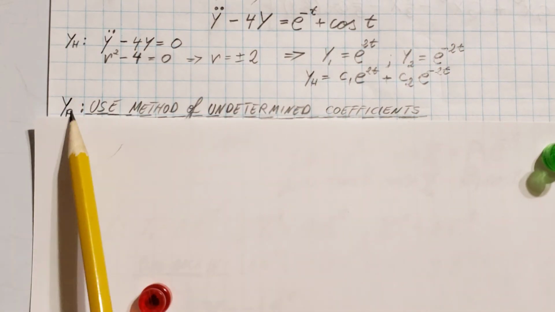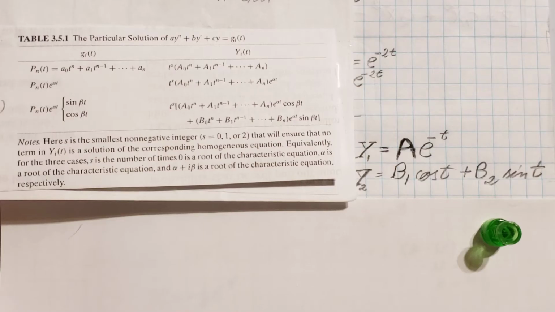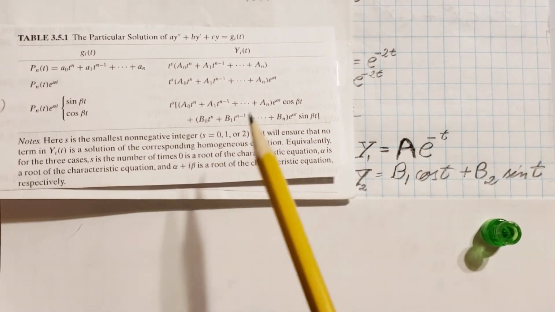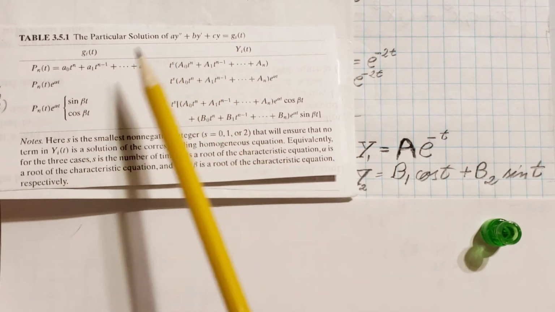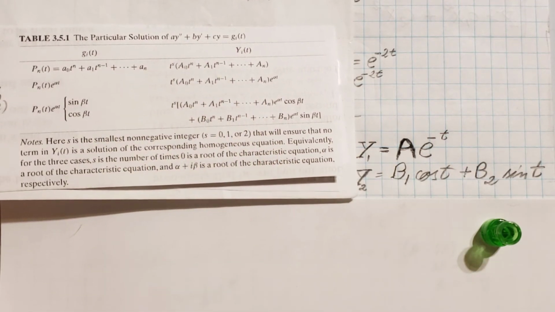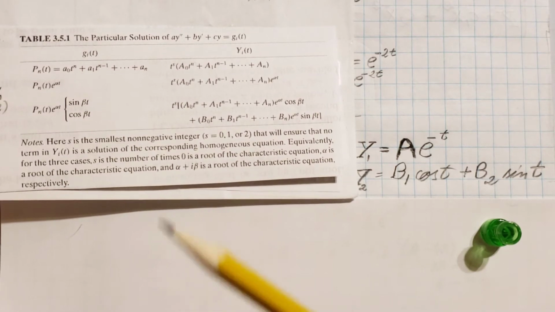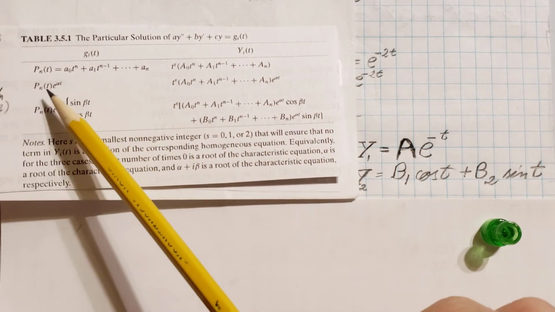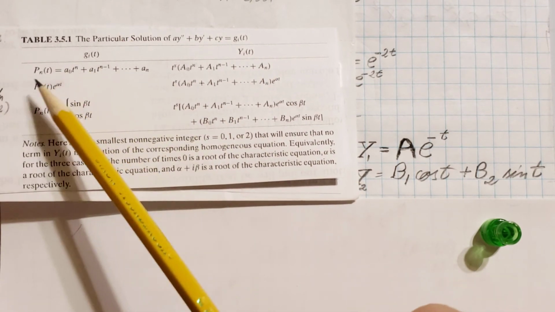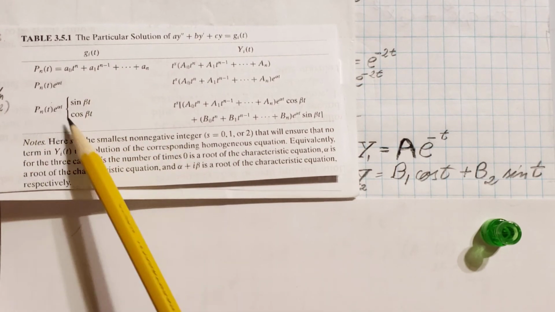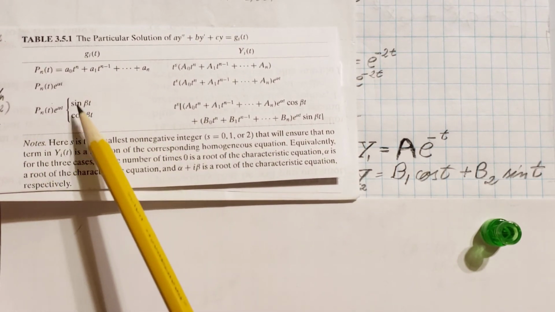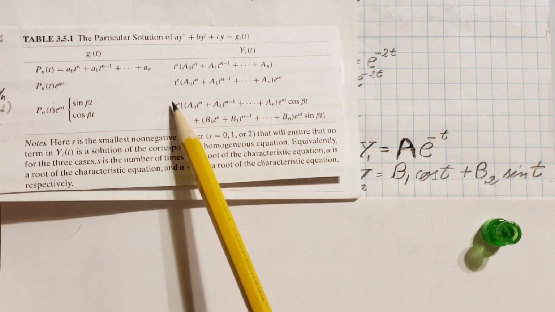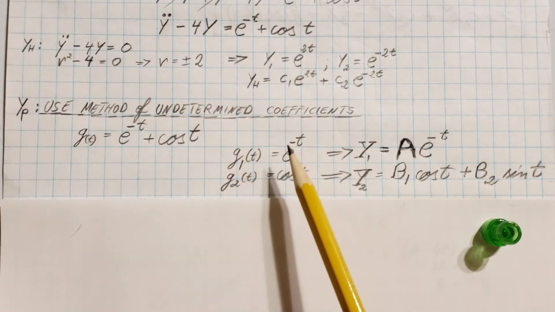Now let's work on our yp, the particular solution. For the undetermined coefficient method, there's a table like this in almost every differential equation book where we can select what we guess. If we have a polynomial, we guess this. If we have an e to some exponent, we guess this. If we have combinations of polynomials, e's and sinusoids, then we guess this. So that's what's coming here.